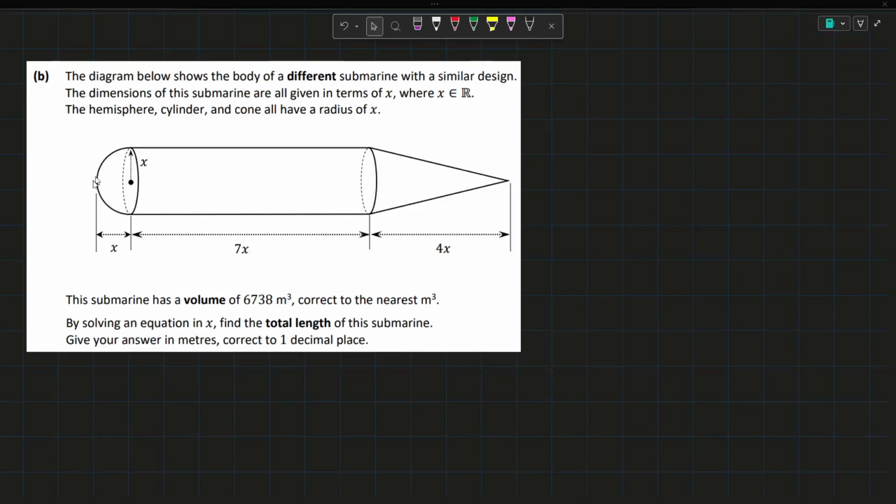Then in part B, we're given a different submarine, and we're given these lengths. We're told what the volume is, and we're told to find the total length of the submarine by solving an equation in x. So the total volume, we just need to add up the volume of these shapes.